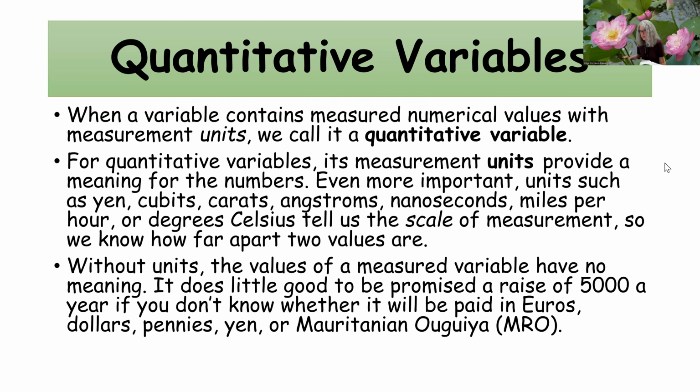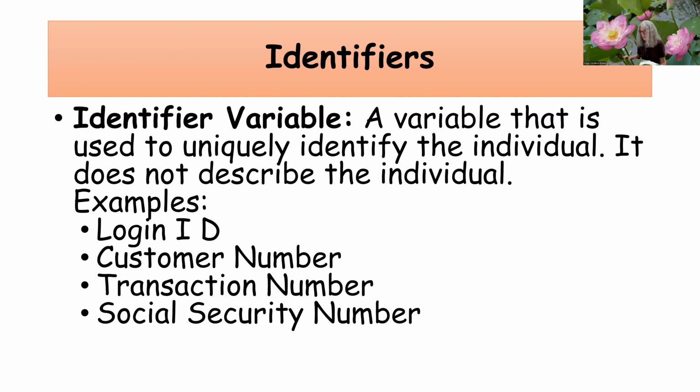A quantitative variable, on the other hand, is a variable that contains measured numerical values with measurement units. This is very important. For a quantitative variable, its measurement units provide a meaning for the numbers. Even more important are units such as yen, cubits, carat, etc., so we know how far apart two values are. Without a unit, the values of a measured variable have no meaning. It does little good to be promised a raise of 500 a year if you don't know whether you're paid in euros, dollars, pennies, yen, or any other currency.